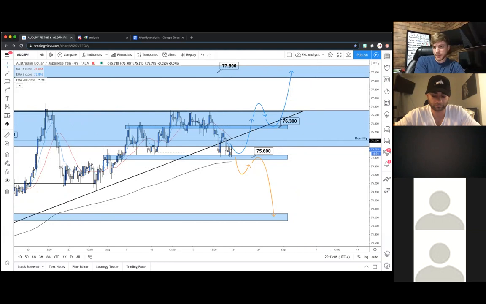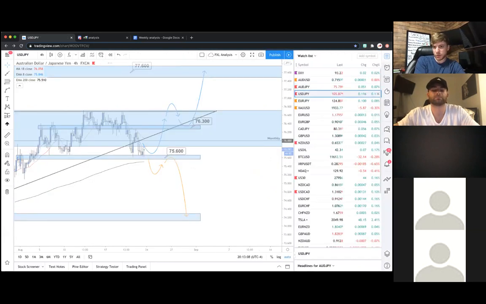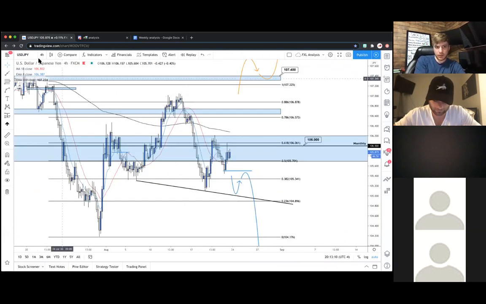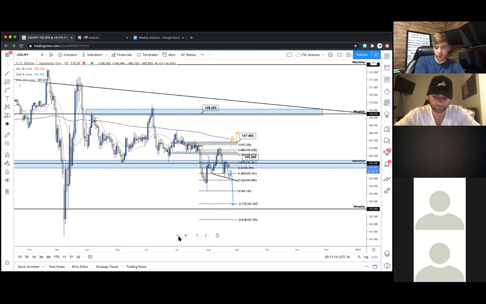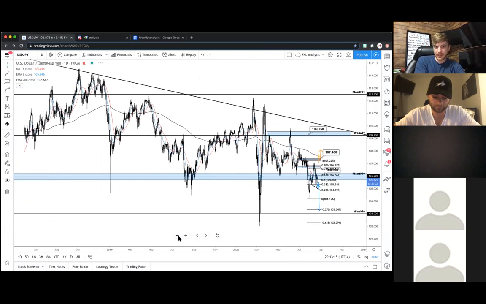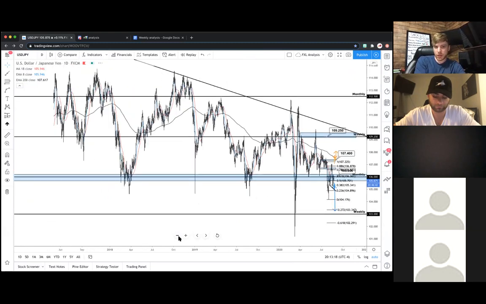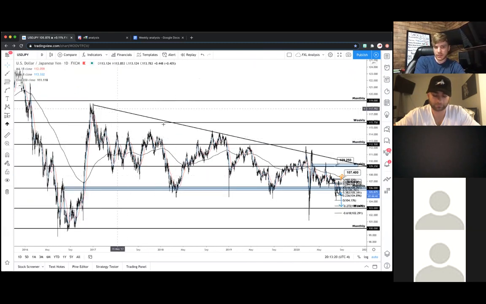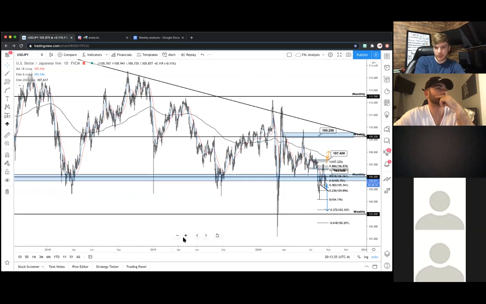So that's AJ. Let's go ahead and move on to UJ. Another fun one. This one is actually really setting up nice right now. So let's go ahead and zoom out. Overall, daily time frame, super bearish, giant descending triangle. See this? Lots of lower highs, key support being right here at 106 flat. Okay, so that being said, let's zoom in a little more.